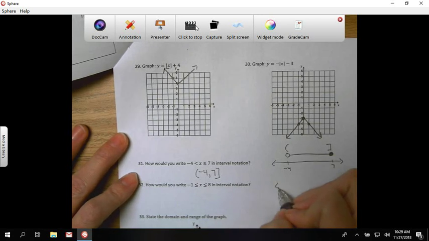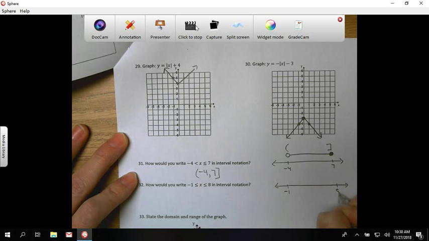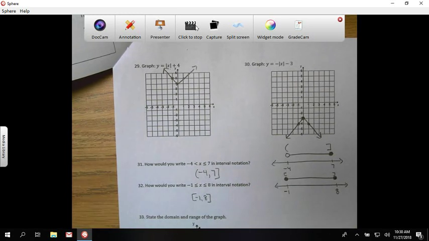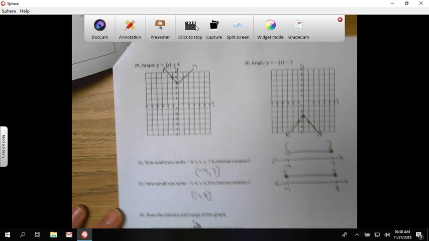Same thing right here. If I'm going to go from negative 1 to 8, this time I'm closing both ends. So this is a bracket, this is a bracket. So from negative 1 to 8. Okay. All right, domain and range.